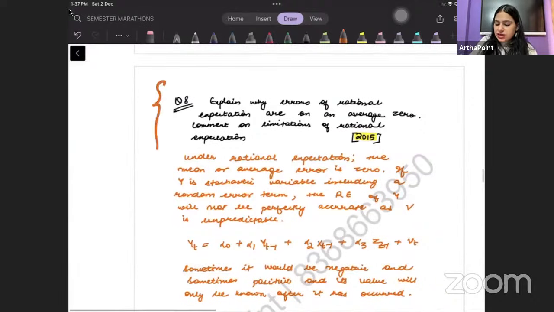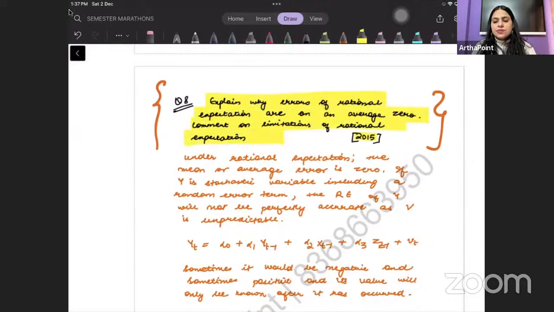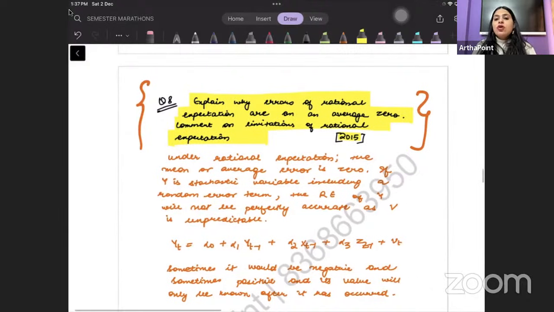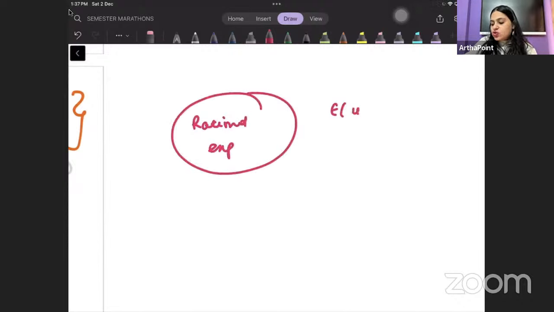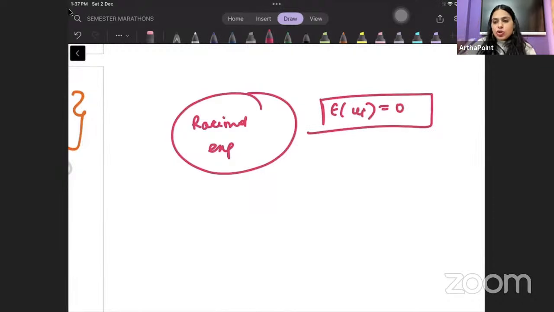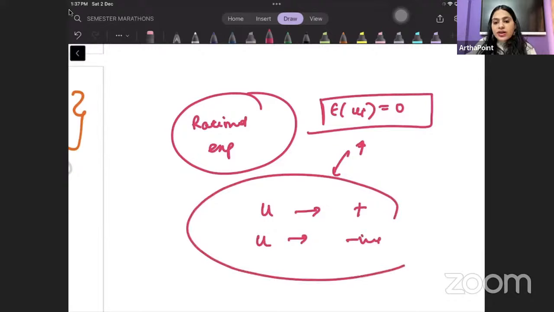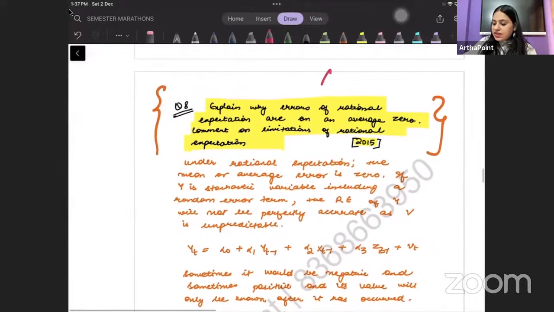But in 2015, another question was asked. Explain why rational expectations are on average 0. Comment on limitations of rational expectations. दो parts हैं. First, you have to talk about why the average is 0. So we know that in rational expectations, error का जो average होता है वो 0 होता है. There is one page in book which talks about this completely. क्या बोलता है वो बोलता है कि sometimes error are positive, sometimes error are negative, but on an average the errors are 0. ये वाला point आप समझा दोगे यहाँ पे why the errors are 0.